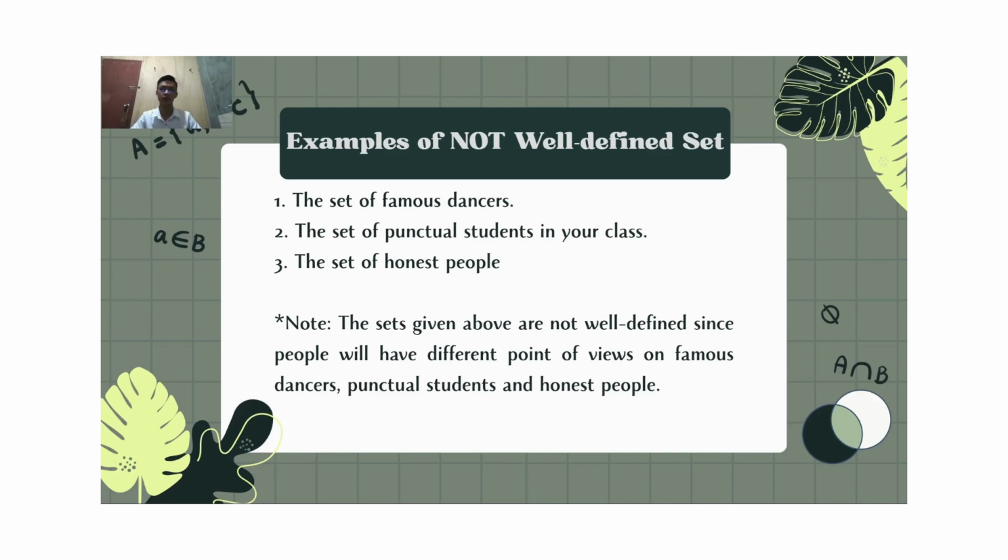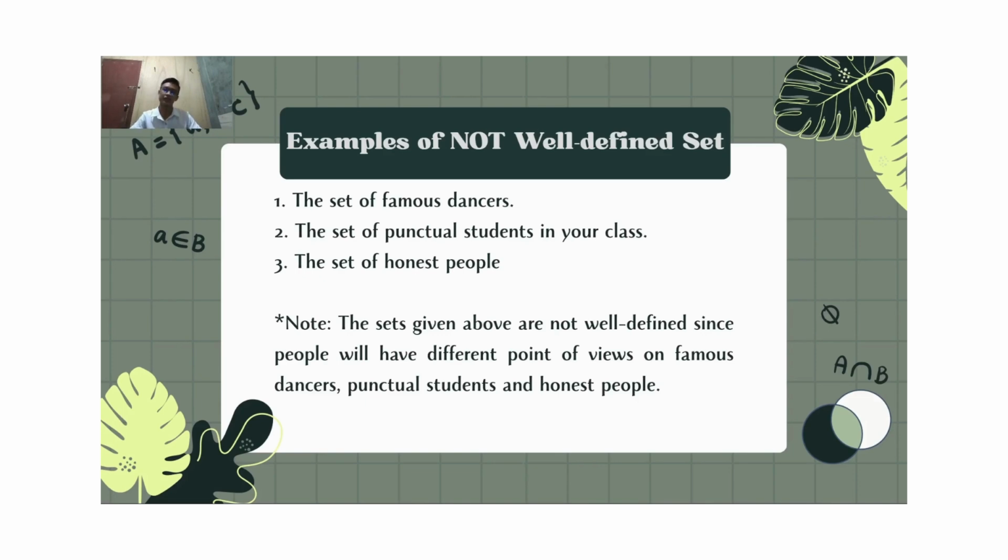Secondly, we have the set of punctual students in your class or in our class. We have different kinds of classes: grade 7, grade 8. So we cannot identify who the punctual students are in those classes. So it is not a well-defined set. Thirdly, we have the set of honest people. There are so many people that we know are honest people, so it is not a well-defined set.